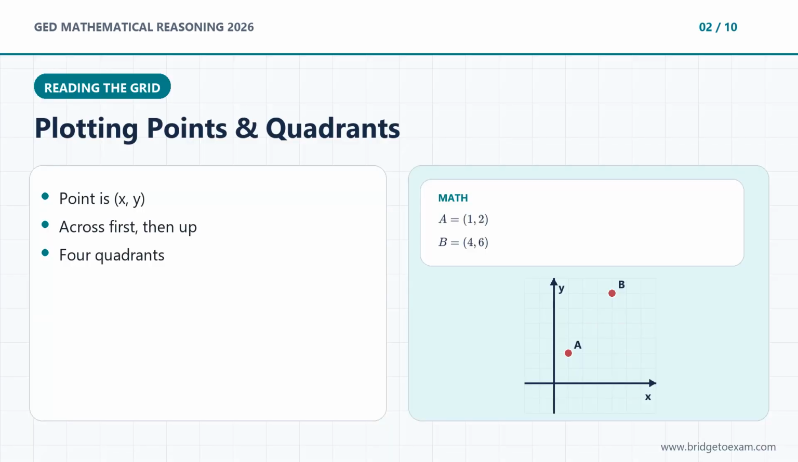Remember, a point is written as x, y. The x tells you how far left or right, and the y tells you how far up or down. The grid has four regions called quadrants. Point A here is at 1, 2, and point B is at 4, 6. Always move across first, then up.